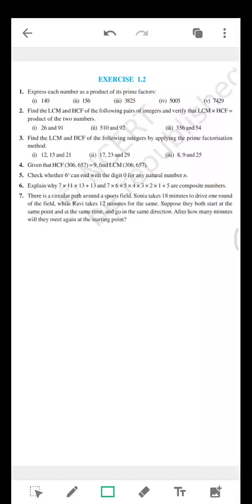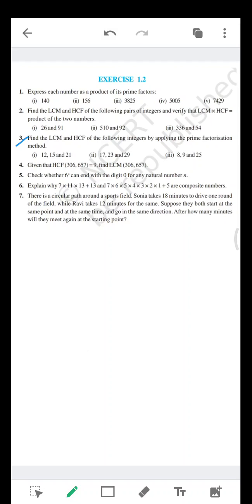Welcome back everyone. In the last session we saw question number 2 of exercise 1.2, in which we found the LCM and SCF of the given numbers and verified it with the relation LCM times SCF is equal to the product of the two numbers. Hope that concept was clear to you all. Now, going to the third question of exercise 1.2.